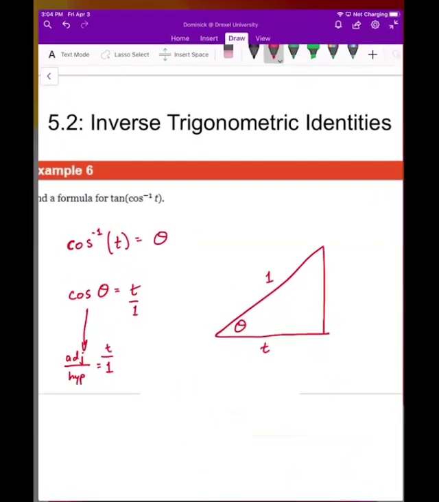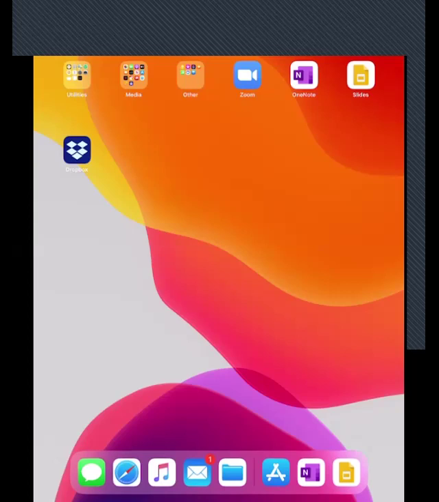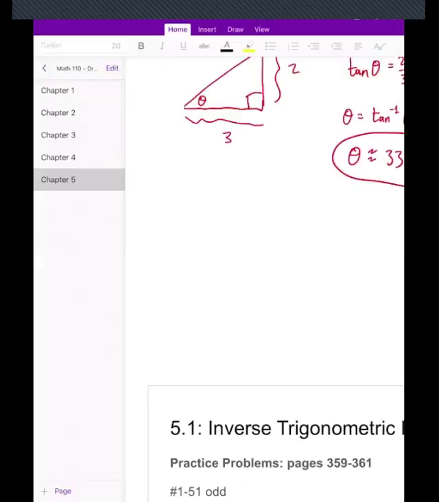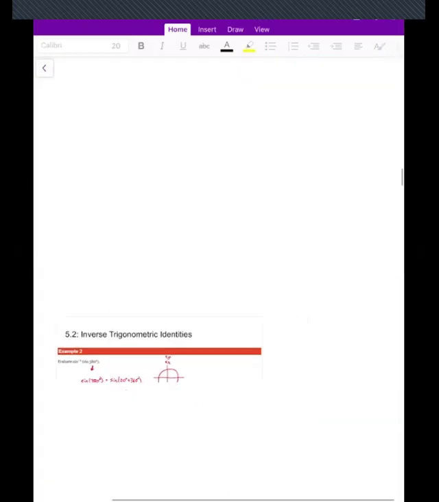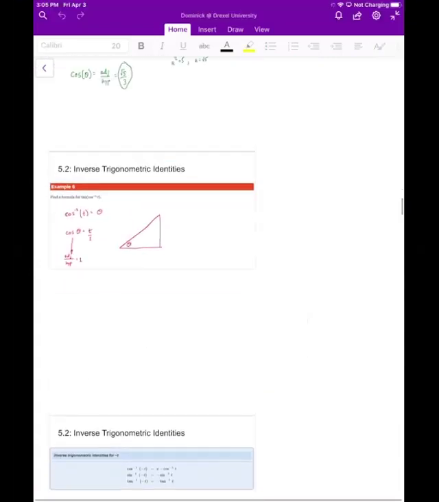Okay, let's try loading it up again. Okay, why aren't we working? All right, I'm going to pause this until this comes back to life. Oh, there we go. Let's see if it loads up now. Okay, so let's go back to where we were. Okay, so here we are.